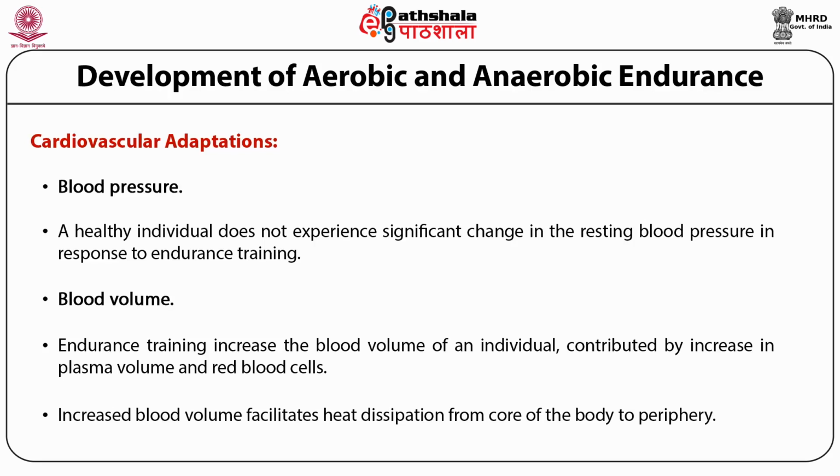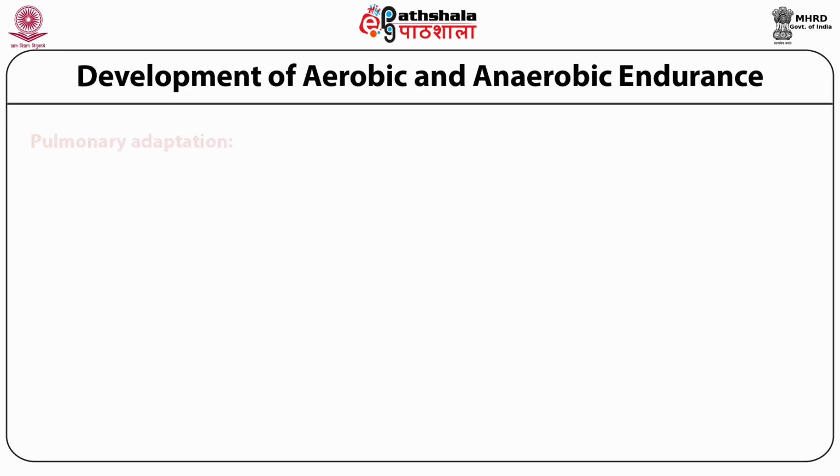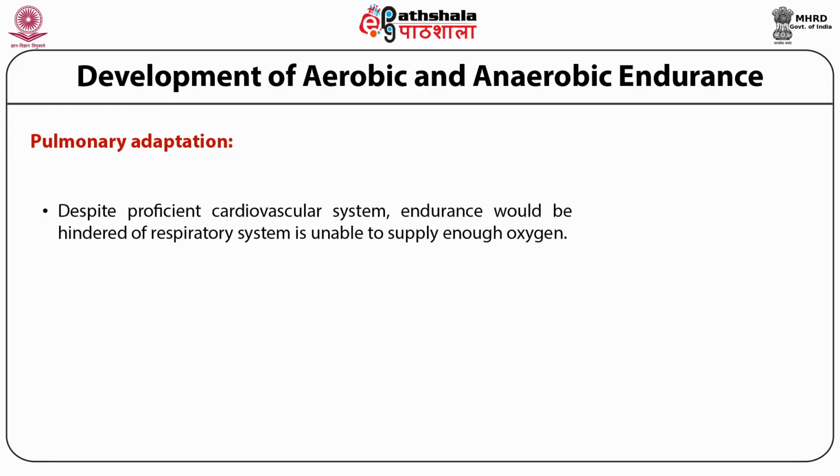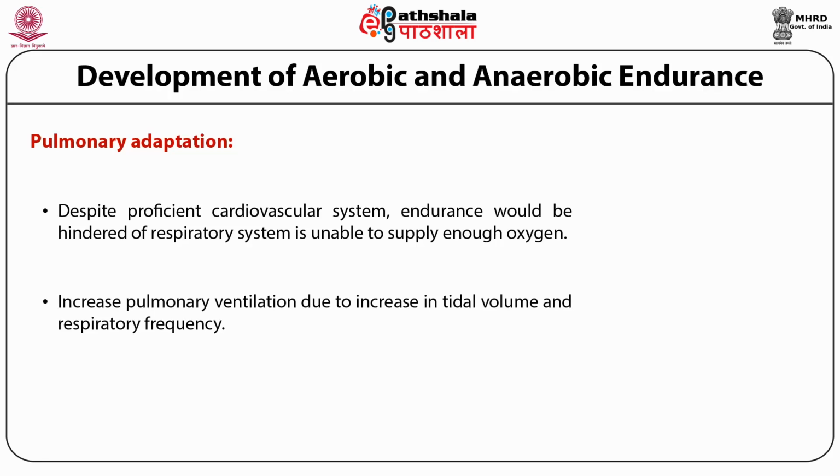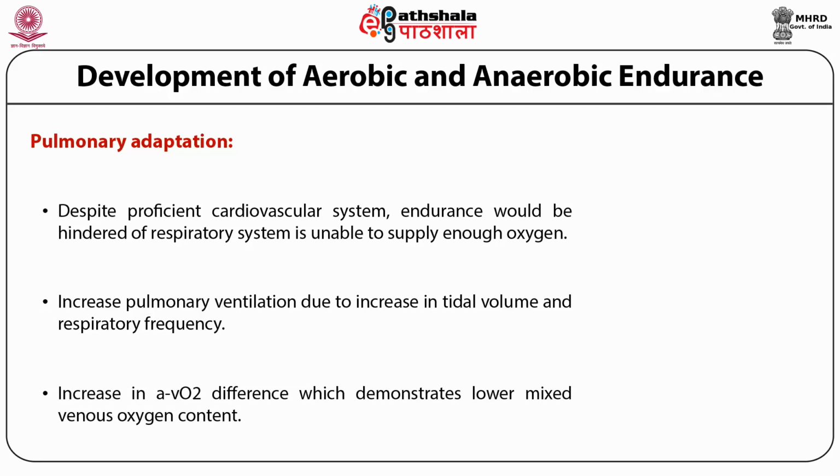At the same time, enhanced RBC count or hemoglobin increases the capacity of the circulatory system to carry oxygen and other metabolic substrate. Let's see the pulmonary adaptations. Despite a proficient cardiovascular system, endurance would be hindered if the respiratory system is unable to supply enough oxygen. Therefore, the physiological changes following endurance training include increased pulmonary ventilation due to increase in the tidal volume and respiratory frequency. There is an increase in AVO2 difference, which demonstrates a lower mixed venous oxygen content. This means that blood returning to the heart contains less oxygen than it would in an untrained individual.